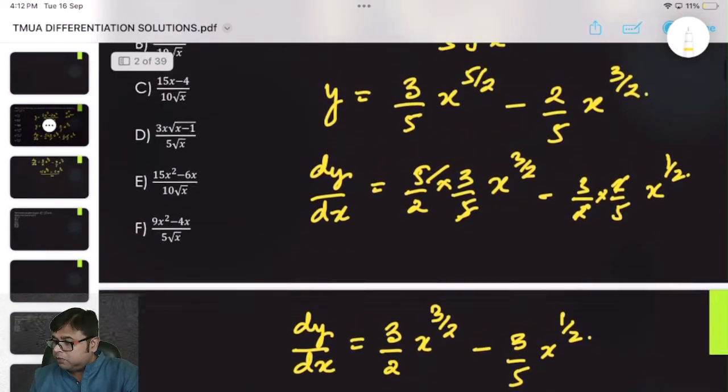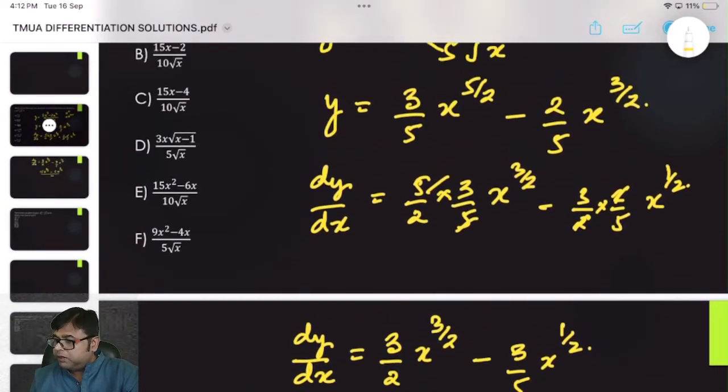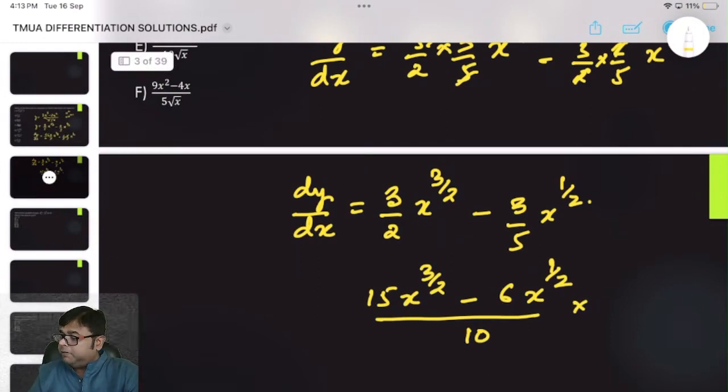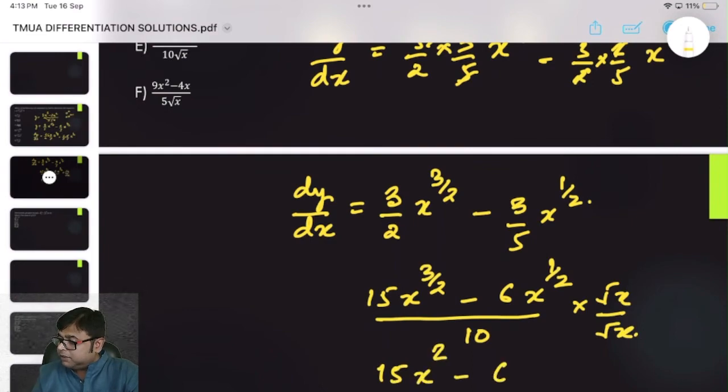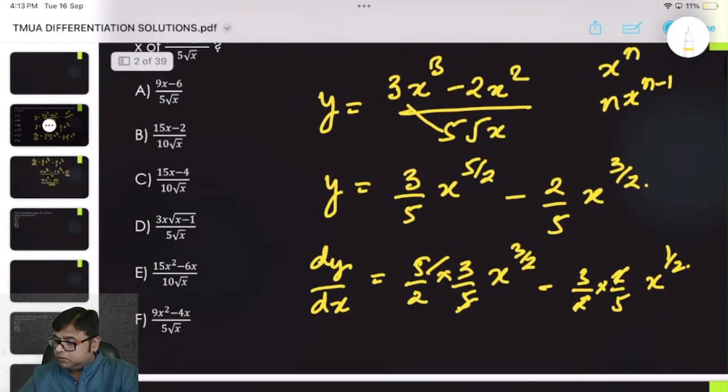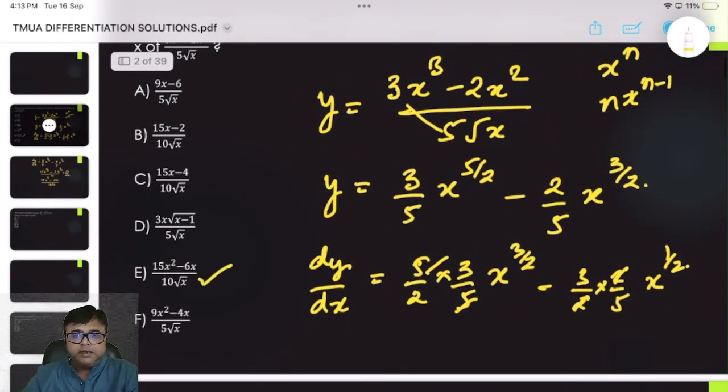What is to be observed here is that in all the options, in the denominator I have root of x. So the moment I multiply and divide by root of x, I get (15 x to the power 2 minus 6 x to the power 1, which is x only) upon 10 root x. Now let's see whether this is there in the options or not. Yeah, this is there. So E is the right answer. A simple differentiation which we can apply.